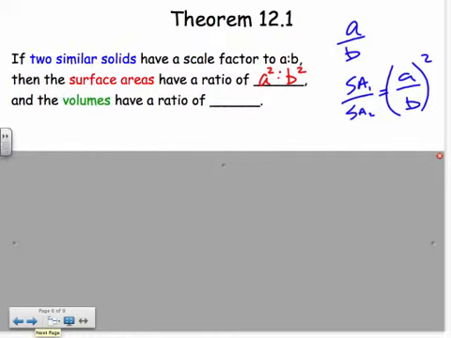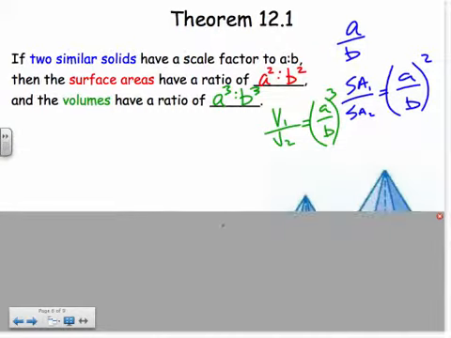Okay? Well, volumes would have a ratio of what? I bet if you took your best guess, you would think it would be A cubed to B cubed. And if that's what you said, you are correct. So if I put the volume of the first shape over the volume of the second shape, and I picked two of their side lengths that corresponded, A over B, that scale factor cubed would be equal to the ratio of the volumes. So let's look at a quick example here.